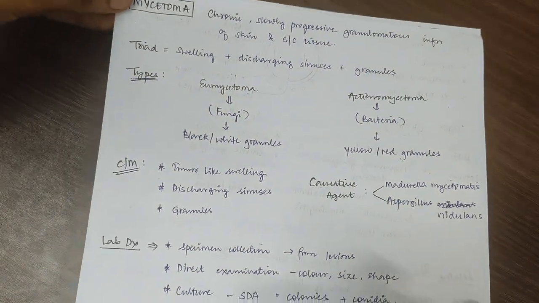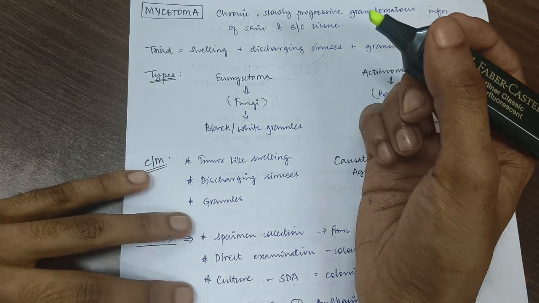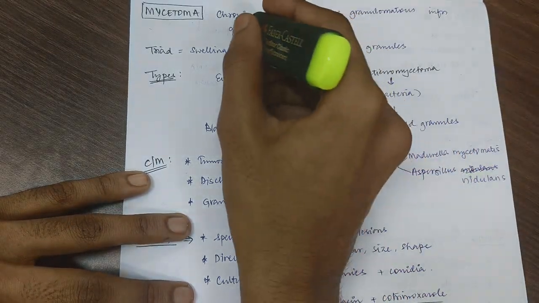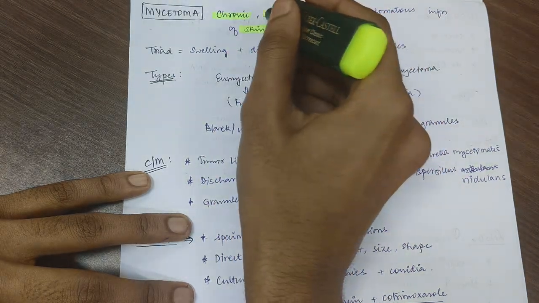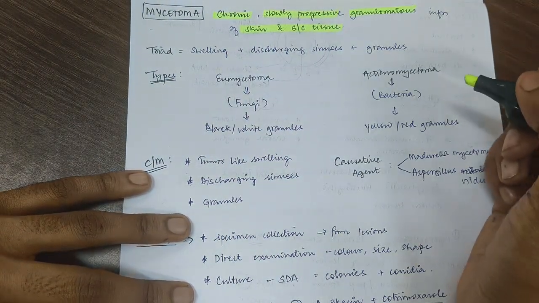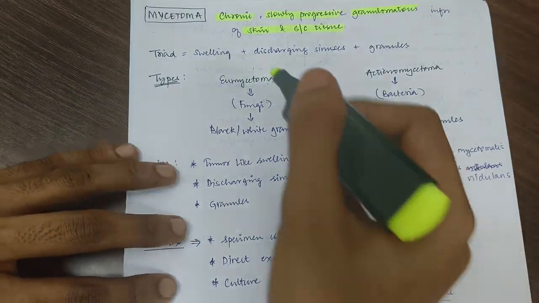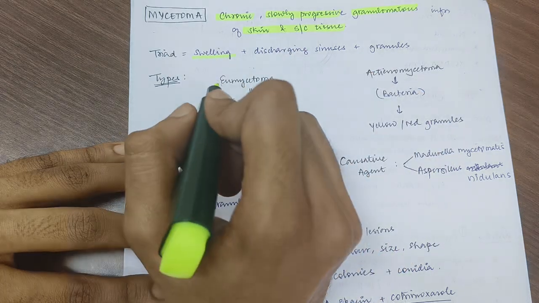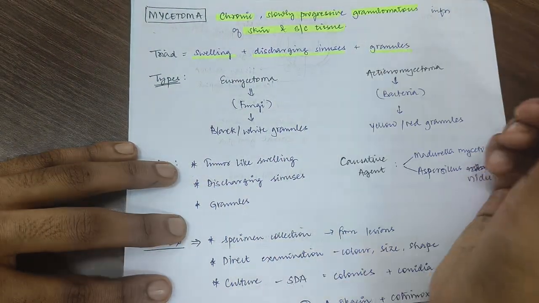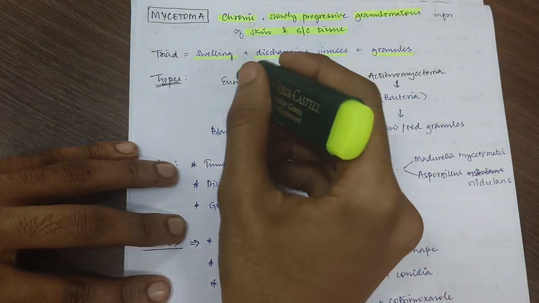Coming to the last, fungal skin infections, that is mycetoma. Chronic slowly progressive granulomatous infection of the skin and subcutaneous tissue. Okay, it's a chronic slowly progressive granulomatous infection of skin and soft tissue. So what is the triad basically? One is swelling, the site will get swelled, then it is having discharging sinuses, then granules coming out of the sinus.